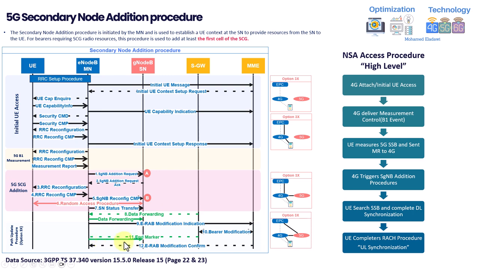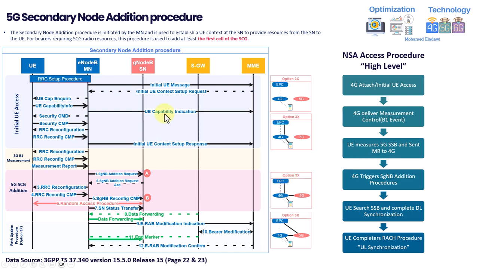Once this is done, the E-RAB modification confirm will happen here, and now we can see that the path has been changed. Instead of the EPC, the serving gateway and MME sending data to 4G, now it is transferred to the 5G, and data split will be happening. And this is because of option 3x. So as you can see at a high level, once we reach the SgNB addition procedures, this SgNB addition request acknowledgement and RRC configuration will contain all the information about the SSB. So the user will start searching for the SSB and complete the downlink synchronization. Once the downlink synchronization is completed, it will start the RACH, then the uplink synchronization. So this is the high level.